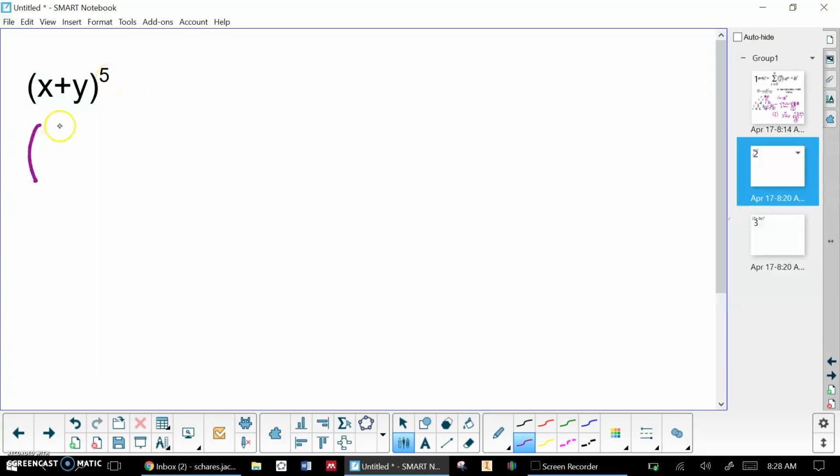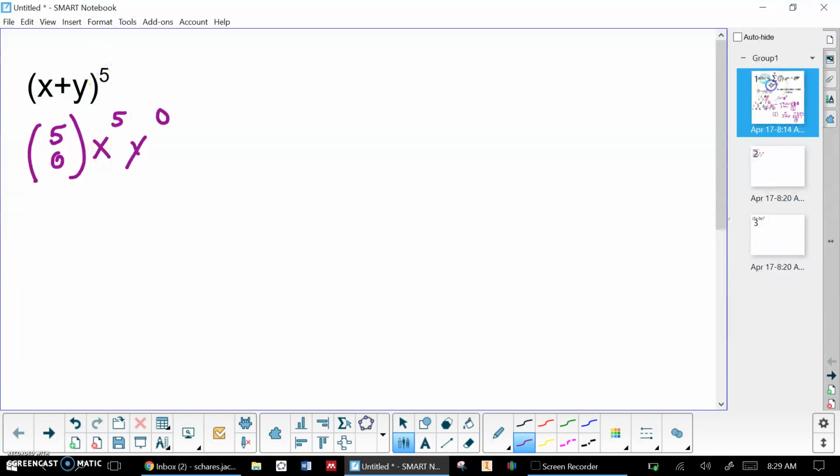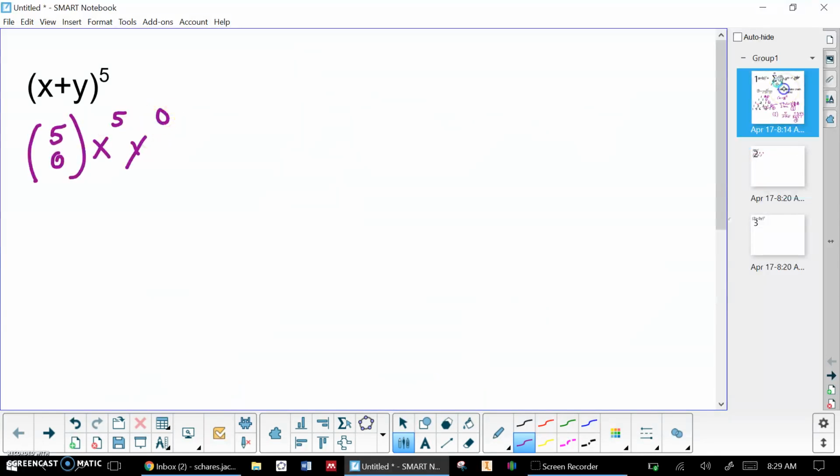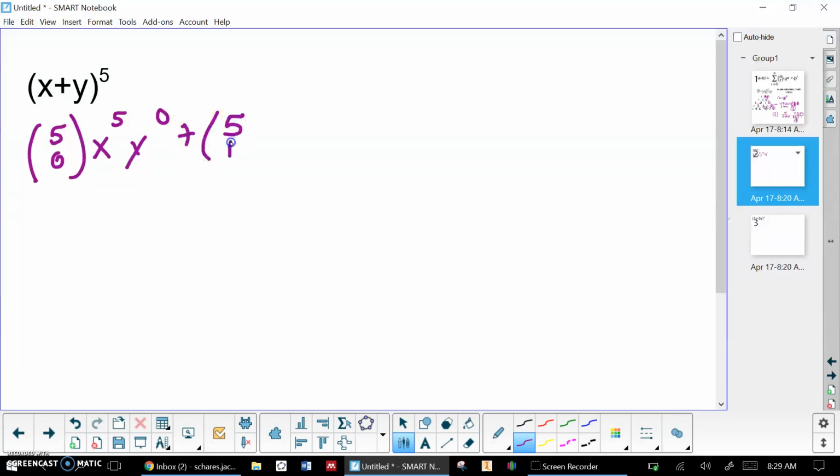Our first term is going to be 5 choose 0, times x to the fifth, y to the 0. What's going to happen here is the x term is going to start at 5. You'll notice in our original formula, we start at n and subtract whatever r is. Here, r is 0, so we're subtracting 0. And the y term starts at whatever r is, and as r goes up each term, it gets bigger. That's our first term. Our next term is going to be 5 choose 1, x to the 5 minus 1, which is 4, and then y to the first power. Then we've got to keep going.